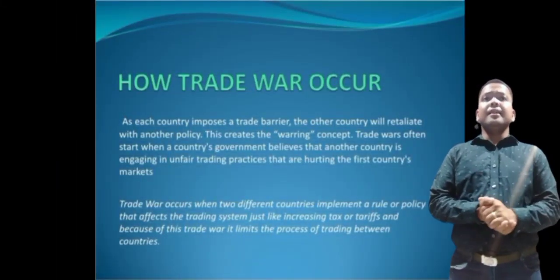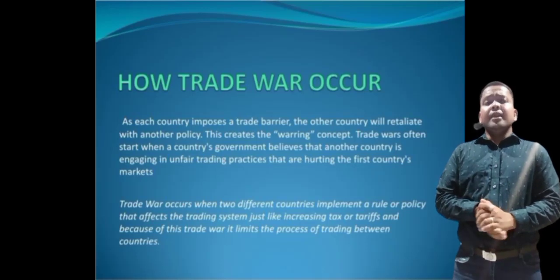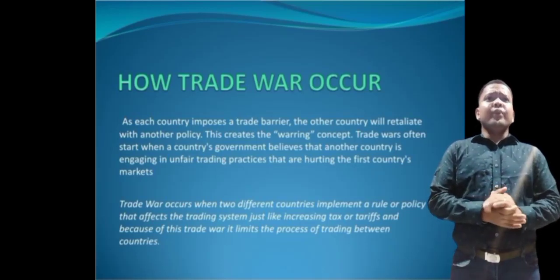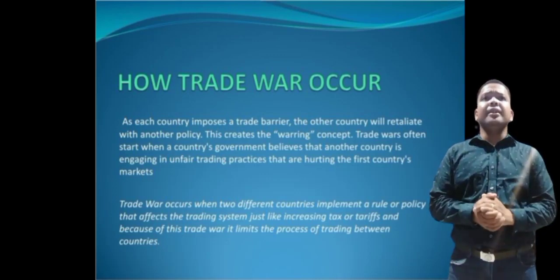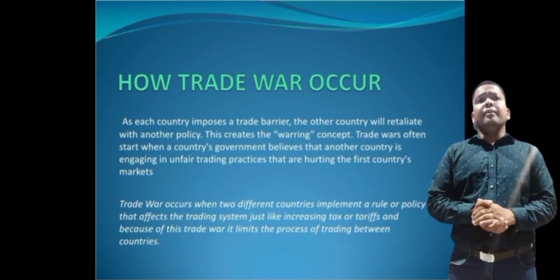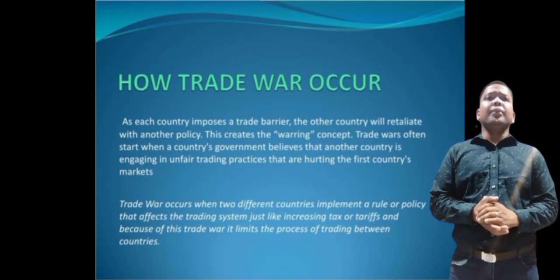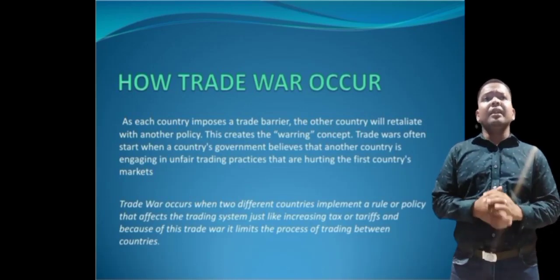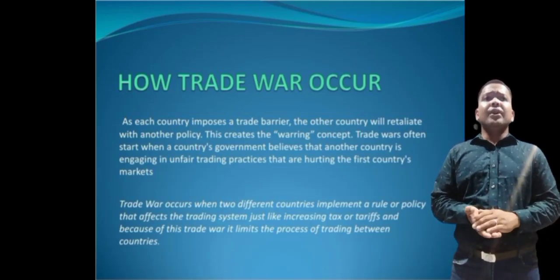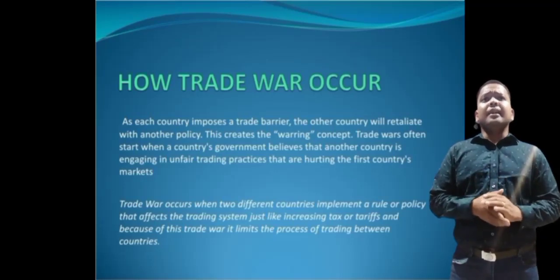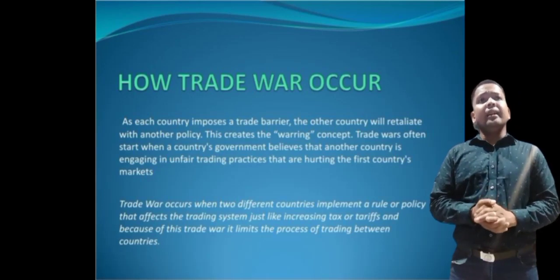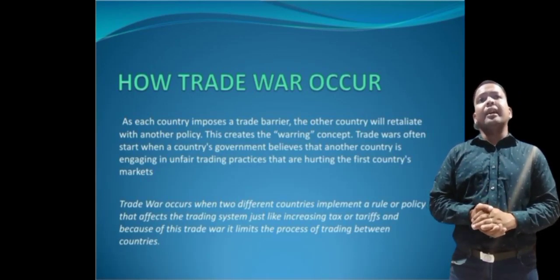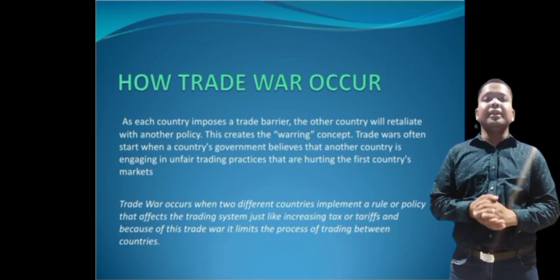So the next slide is how trade war occurs. A trade war occurs when countries start imposing tariffs or other trade barriers on each other's imports and exports in an effort to protect their own domestic industries and products. The sequence of events that leads to a trade war can vary, but typically, it begins with one country taking actions that are perceived as unfair by its trading partners.